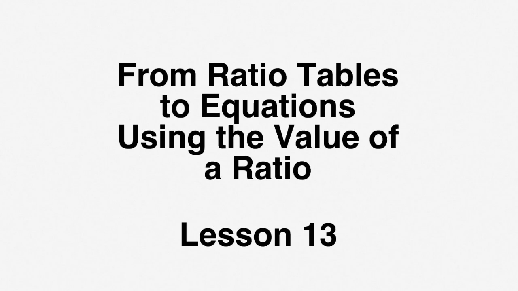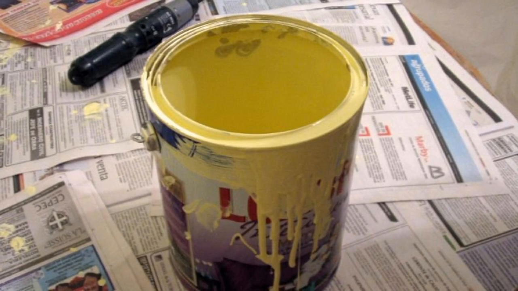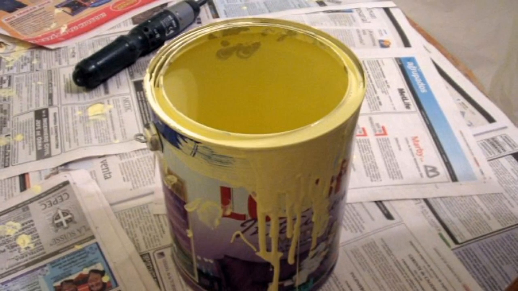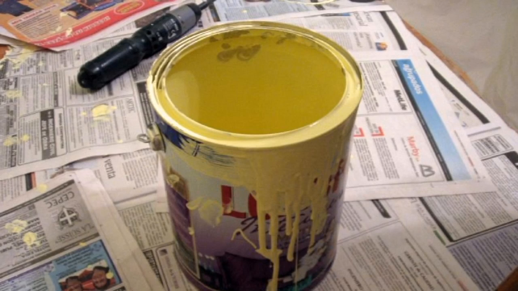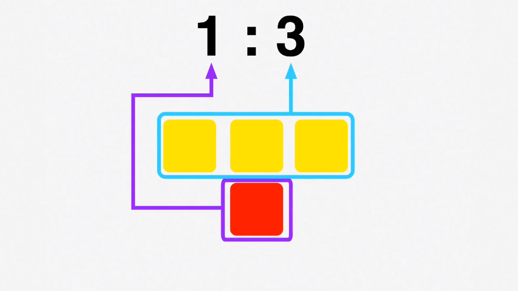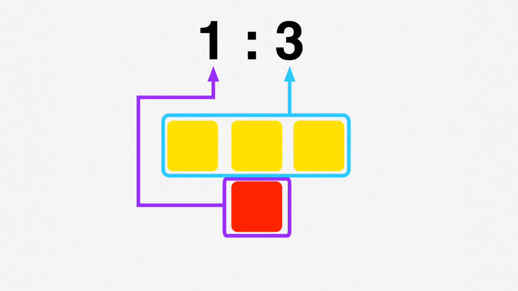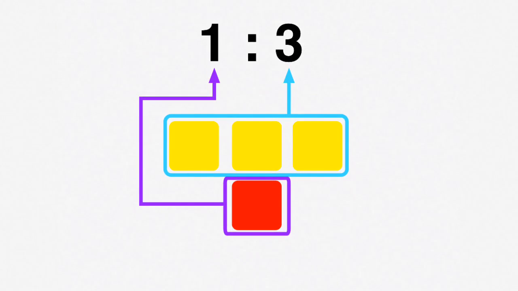Today we're going to move from ratio tables to equations using the value of a ratio. George wants to make a custom color orange paint, so he's going to mix 3 gallons of yellow with 1 gallon of red paint. So here's George's 3 gallons of yellow and 1 gallon of red paint to make his custom color of orange. Now we could look at this and say that the ratio is 1 gallon of red for every 3 yellow, or we could flip it and say that for every 3 yellow gallons there's 1 red. Doesn't matter either way.